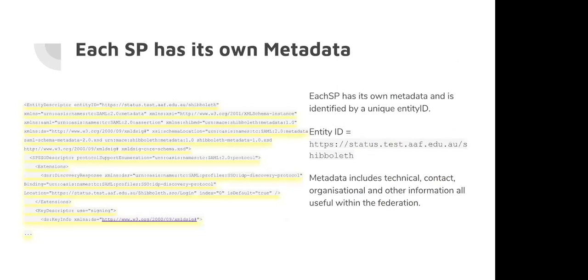Each service will have its own unique entity ID, and the piece of metadata I've got here is our status service in our federation, and its entity ID just looks like a URL, status.test.af.edu/shibboleth. It's just unique. And the metadata also includes a bunch of technical, contact, organisational and other information which is useful within the federation to make the whole thing fit together.